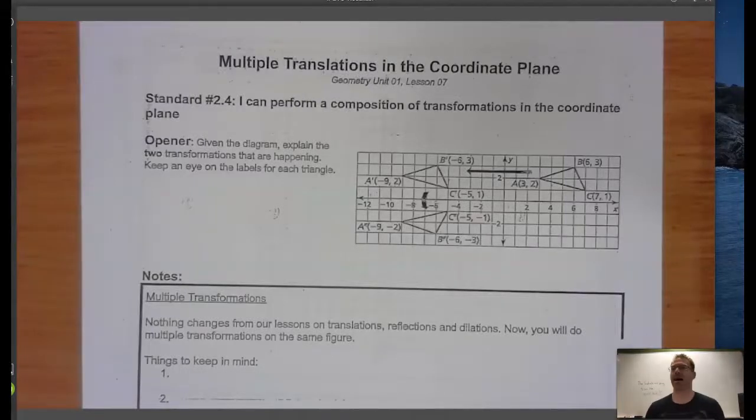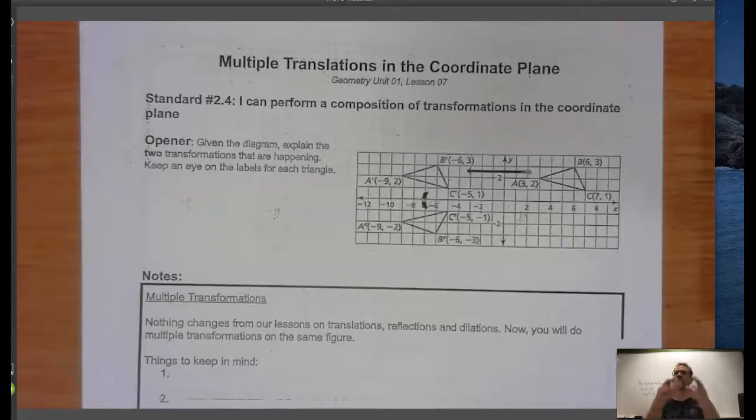All right. And so we're back and we're going to look at our Unit 1, Lesson 7, which is going to be multiple translations in the coordinate plane. So the good news about today's lesson is that there's really nothing new to teach you. All we're going to do is perform the transformations you already know, translations, reflections, dilations, in the coordinate plane.